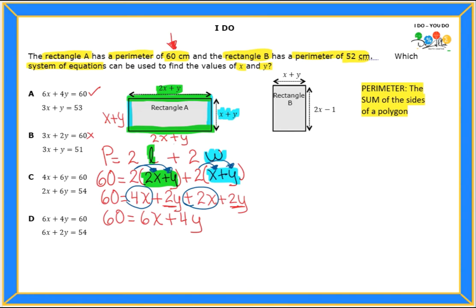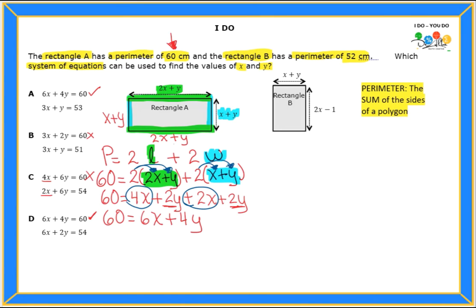And the second one is 2x on letter C. I'm not looking for those. I'm looking for 6x. So it cannot be letter C. What about letter D? Well, I do see the 6x plus 4y. That matches. So hopefully the second one, now we have only two answer choices, right?